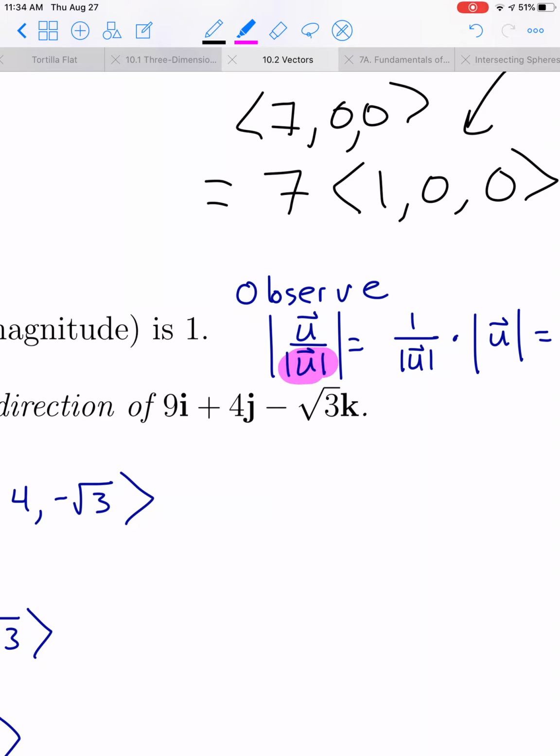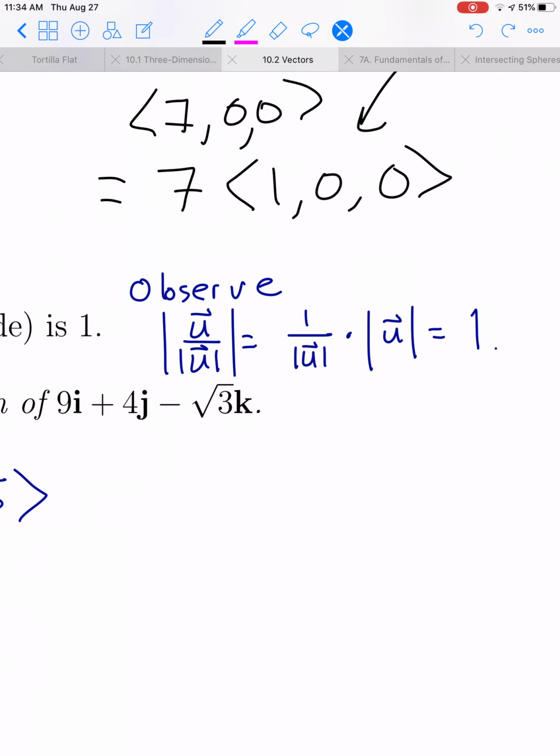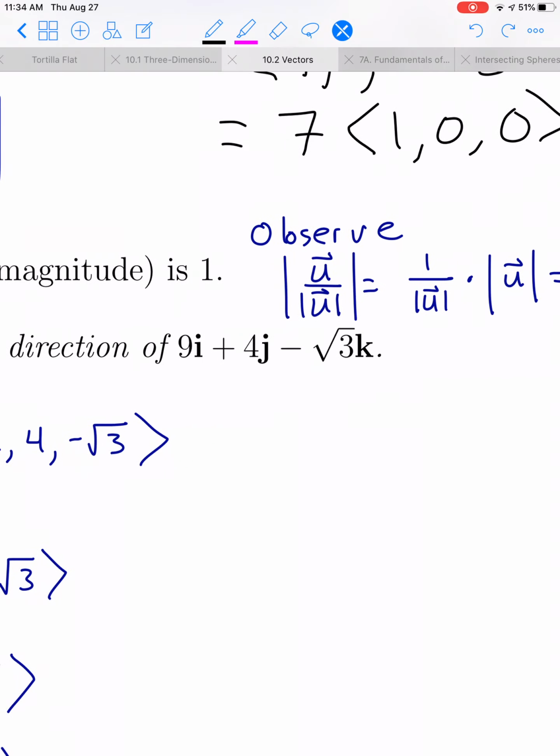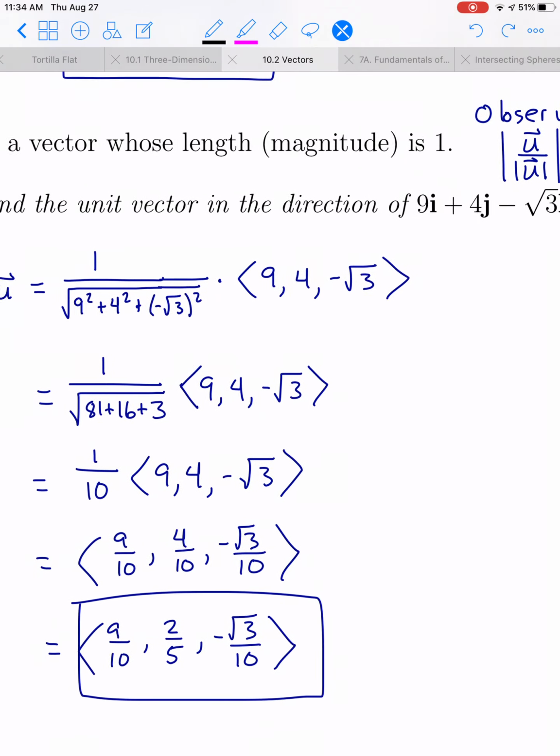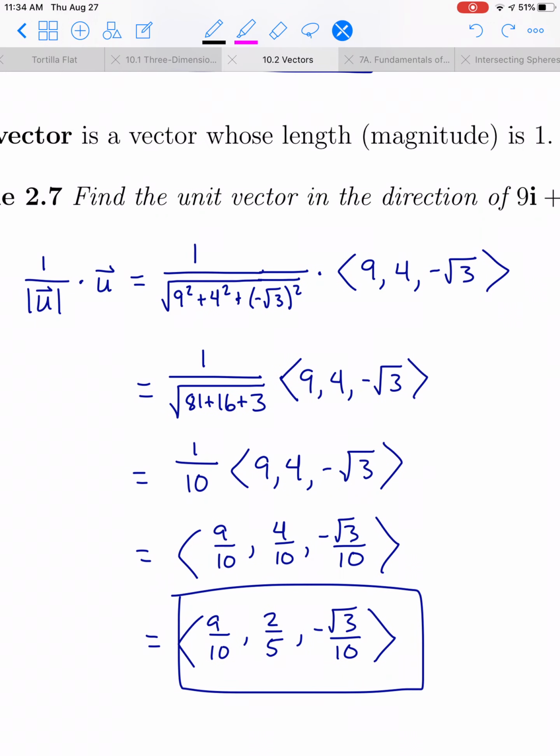Well, since this is a scalar, it can be factored out of this magnitude operation. So we have 1 over the magnitude of u, but what's left in this magnitude operation is the magnitude of u. So the magnitude of u divided by the magnitude of u is equal to 1. So that's why this works. So if we ever need to find a unit vector in the direction of a given vector u, then all we need to do is divide by its magnitude.